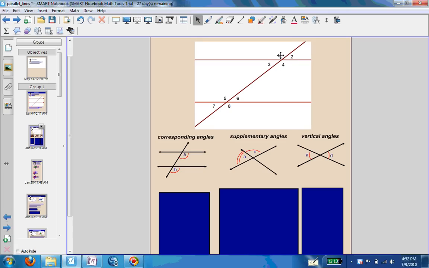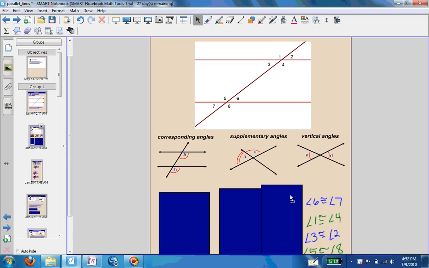So up here, angles 1 and 4 are vertical, so we know they're congruent. Angles 3 and 2 are vertical, so we know they're congruent. Angles 7 and 6 are vertical, so we know they're congruent. And angles 5 and 8 are vertical, so we know that they are congruent. So here's the notation for those four.